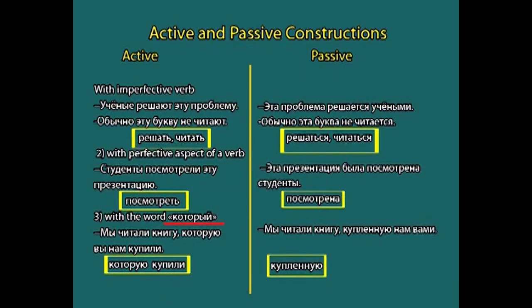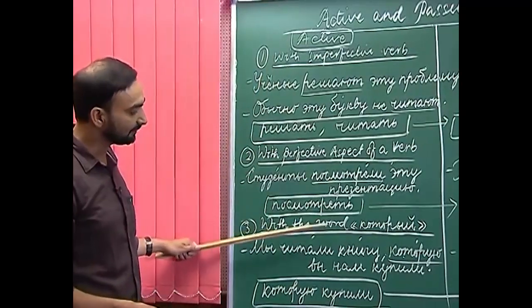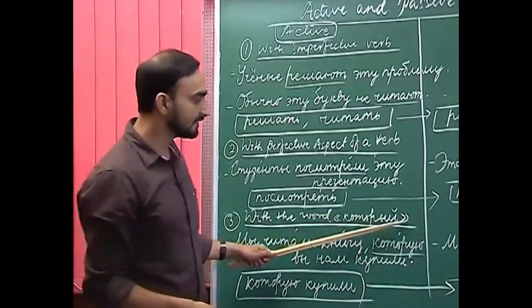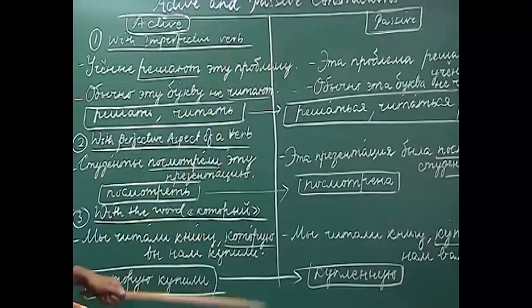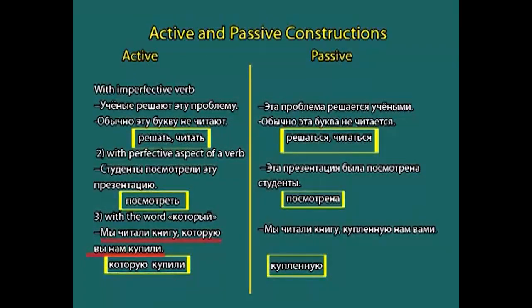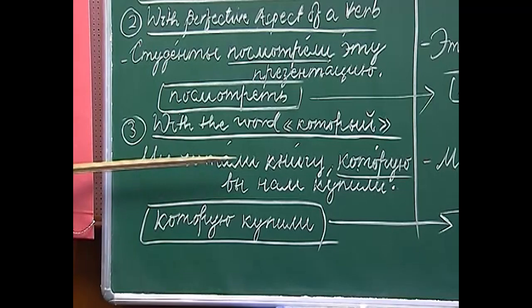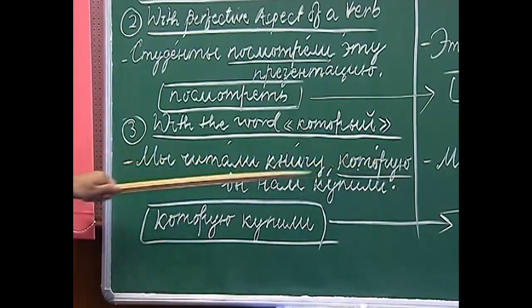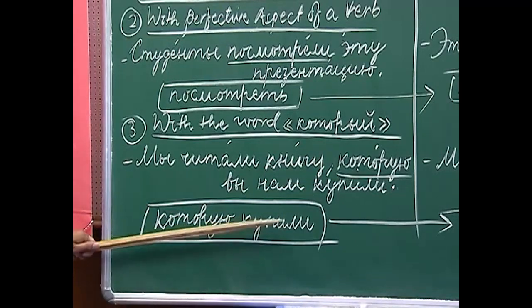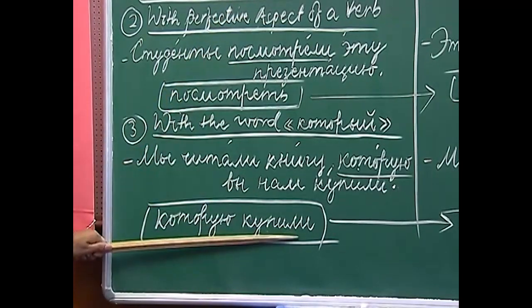The third active construction is with the word katori. So, the third type of active construction with the word katori, how do we change this active construction into passive? By using the full form of the passive participle. Let us look at the example. Mi chitali knigu katorvu vi nam kupili. So, we read the book which you bought for us. So, here we are using the word katori and the verb which is the savishinni or the perfective aspect of the verb.